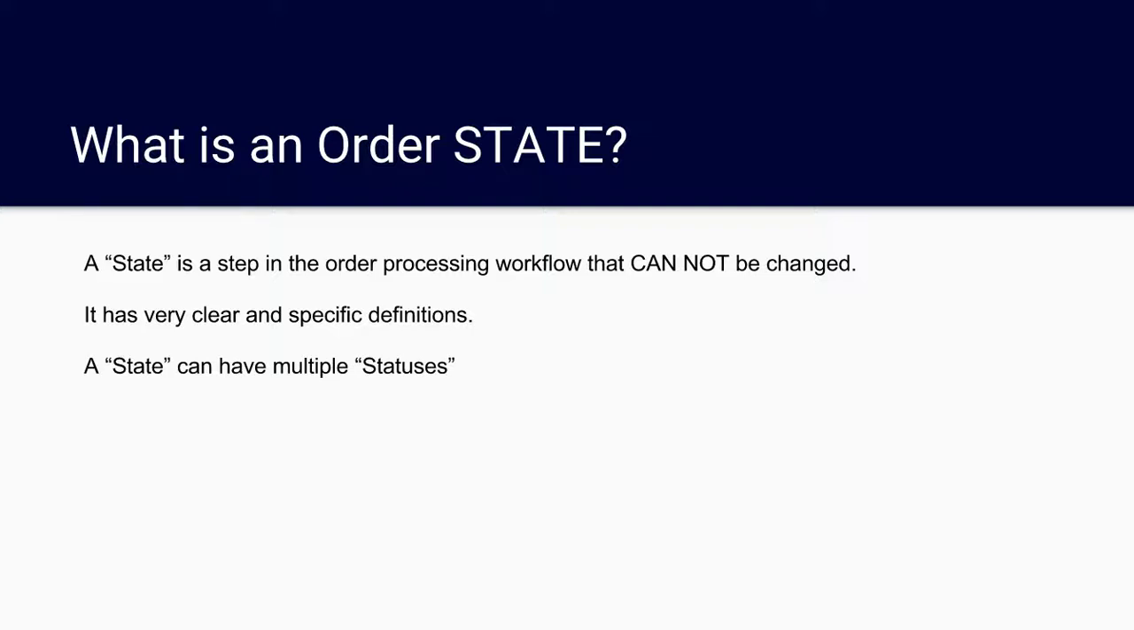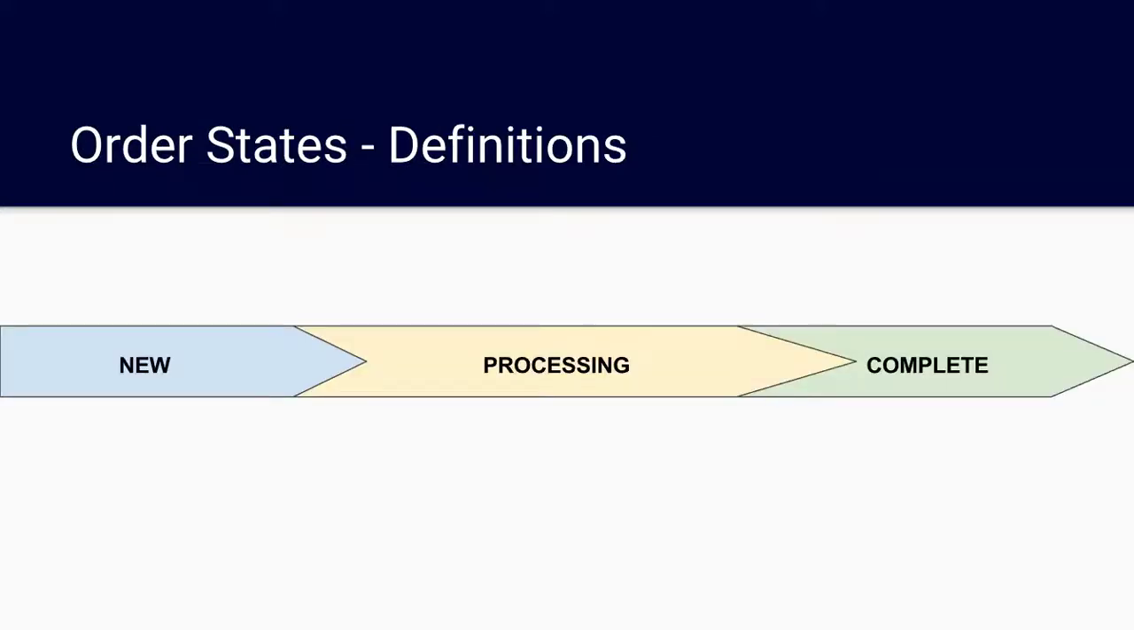So to start, I'm going to define for you what an order state is, because this is a term that typically is not seen elsewhere, but is unique to Zoey. A state is a step in the order processing workflow that cannot be changed. It is predefined by Zoey. It has very clear and specific definitions, and a state can have multiple statuses. To help illustrate this, I have this diagram here of the basic order state process.